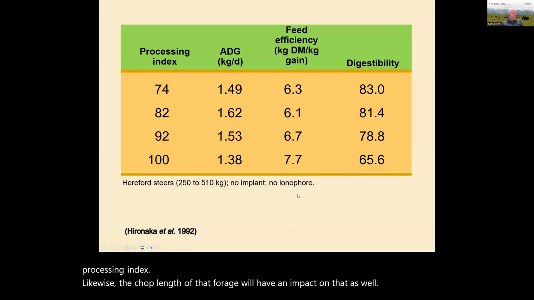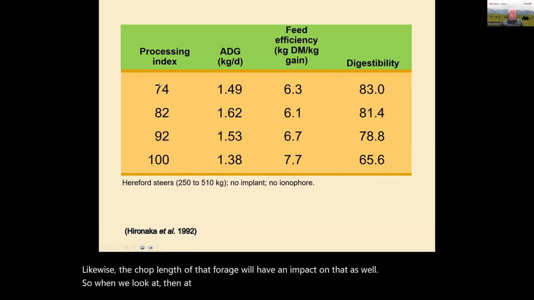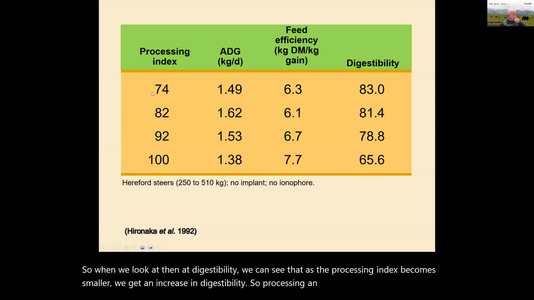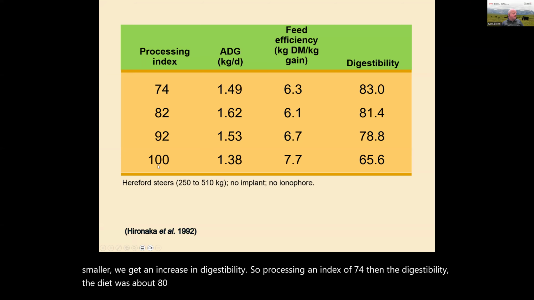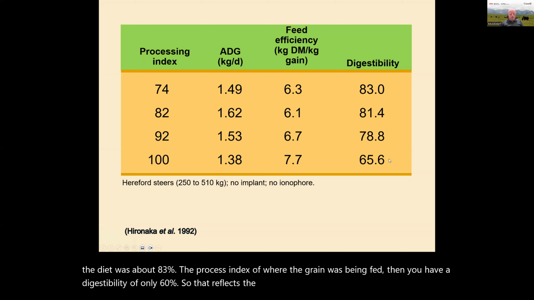So when we look at digestibility, we can see that as the processing index becomes smaller, we get an increase in digestibility. So at a processing index of 74, the digestibility of the diet was about 83%. Where the grain was being fed whole, you have a digestibility of only 60%. So that reflects the inability of those bacteria to gain access to the kernel and digest it.